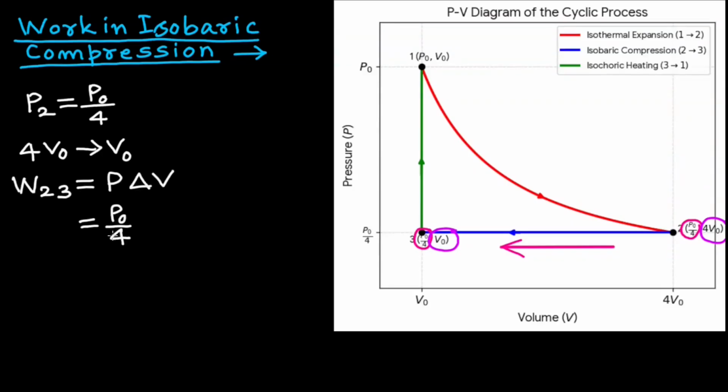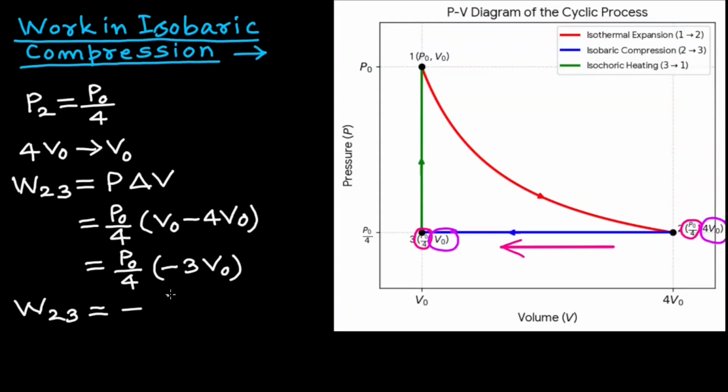P is P0 by 4 and change in volume delta V is V0 minus 4 V0, P0 by 4 times minus 3 V0. So W23 will be minus 3 P0 V0 upon 4. The negative sign makes sense because this is compression.